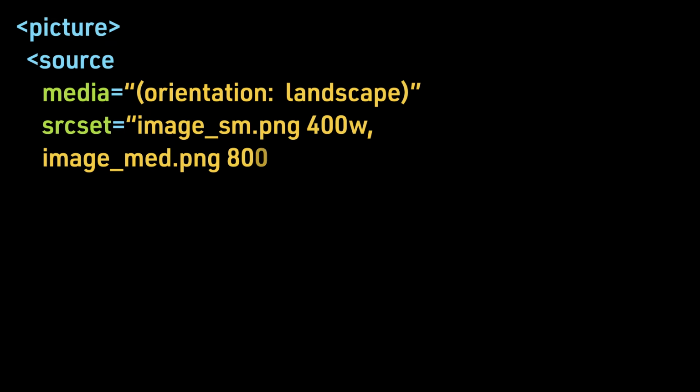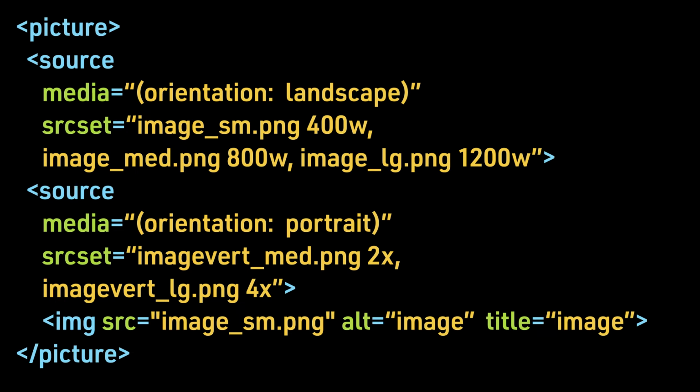In this example, the media attribute is used to specify which group of images to evaluate first based on whether we are on a device with a landscape orientation or a portrait orientation. Based on the width of the screen, the browser will then choose the appropriate image in the first example. In a portrait orientation, the browser will choose the correct image based on the pixel density of the device.